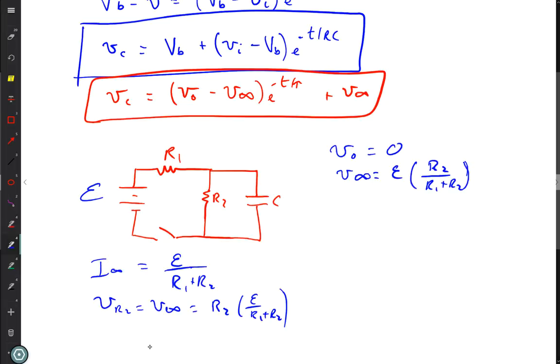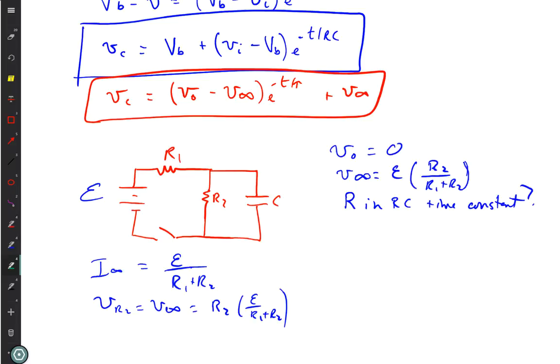What about the resistance in the RC time constant? I said that it's the resistance seen by the capacitor. Well, if you look at this capacitor, the capacitor sees that there's R2, then it sees R1 and a voltage supply. Three people here know what to do with that voltage supply. Everyone else is like, hey, voltage supply, I don't know.